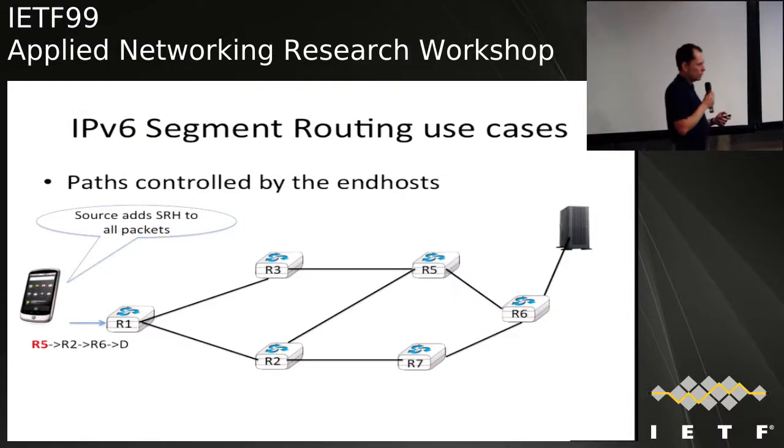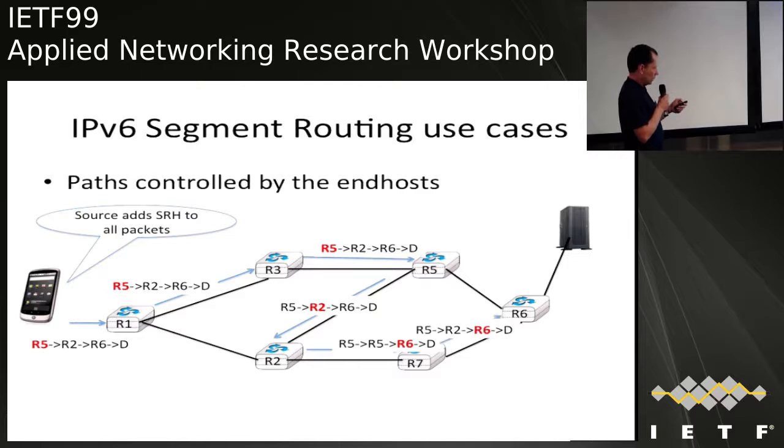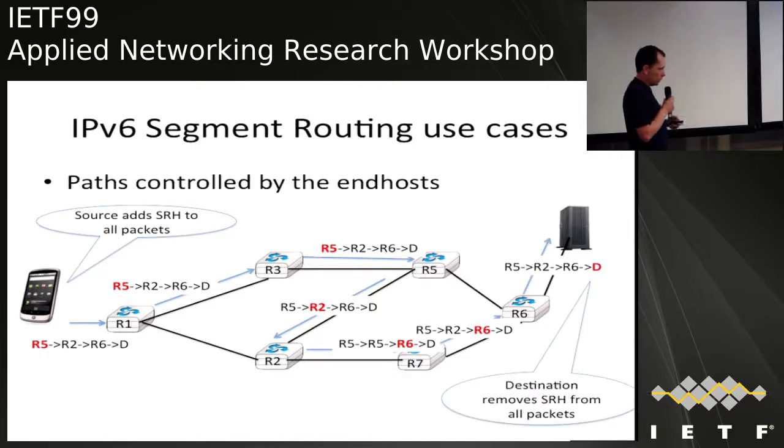What kind of use case can you do with IPv6 segment routing? You can give full control on your network to the end host. And in this case, the end host will add the segment routing header to all the packets that it sends, so that the packets will be forwarded along the path which is chosen by the application or chosen by the network administrator, which is configuring the network. So you can do end-to-end path control inside a network.